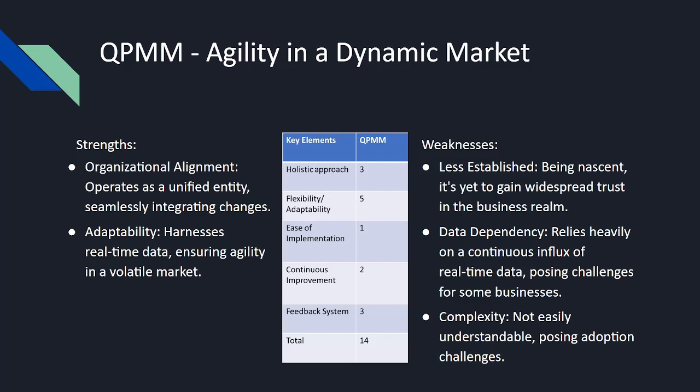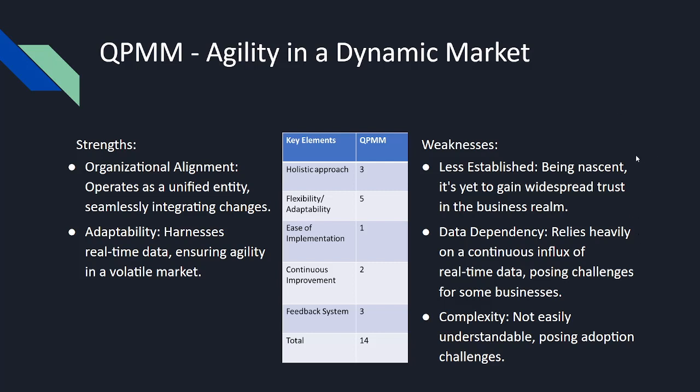Less established, less researched. It hasn't really been utilized as much as many of the other performance management models, so there's a lot of testing that still needs to be conducted. It also requires a lot of data, relies heavily on a continuous influx of real-time data, posing challenges for a lot of businesses. This really would only work for very well established large businesses that focus on data. And then finally, very complex. Since it's based on the idea of quantum mechanics, it is not a very easily understandable model.